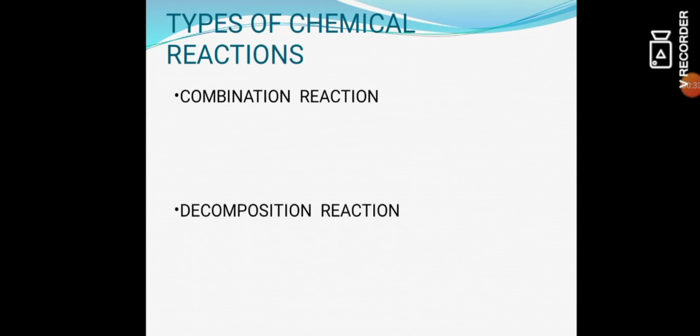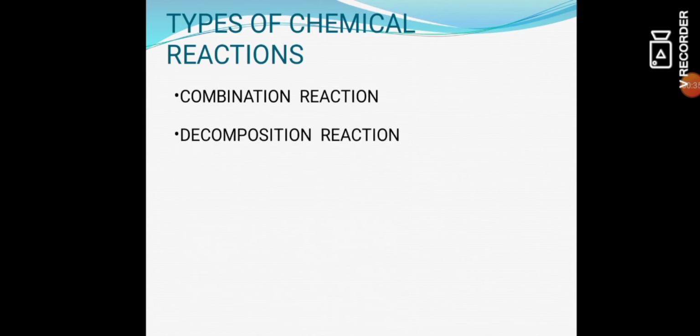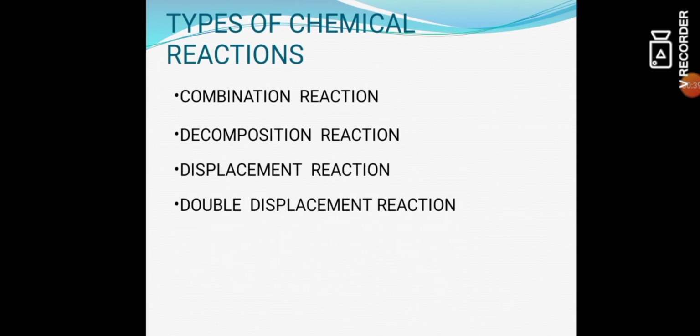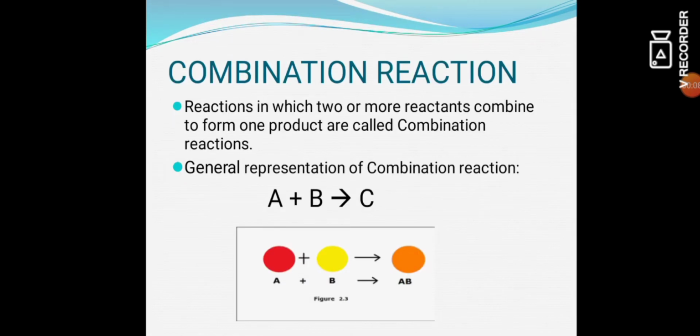The first type of chemical reaction is combination reaction. The second one is decomposition reaction. The third one is displacement reaction. And the fourth one is double displacement reaction. Now we are going to discuss the first type, that is combination reaction.